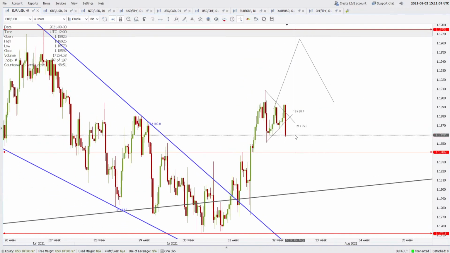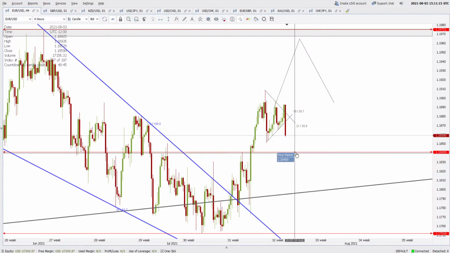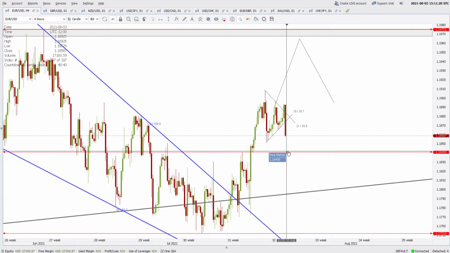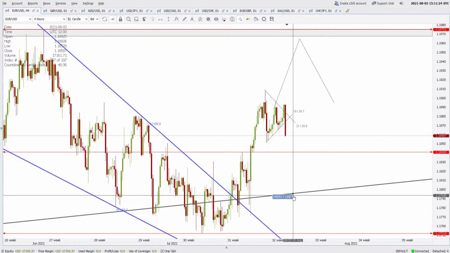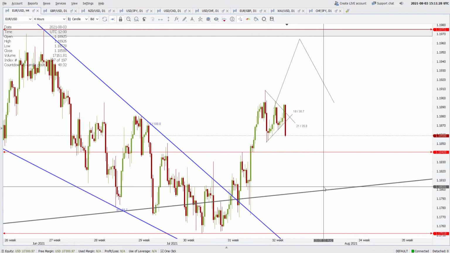To the upside, 1.1975 is the possibility for the price to go on the upside, and on the downside we have recent resistance at 1.1840, which may act as support. And if that does not hold, then there is a possibility that this rising weekly line will act as a support for the price.